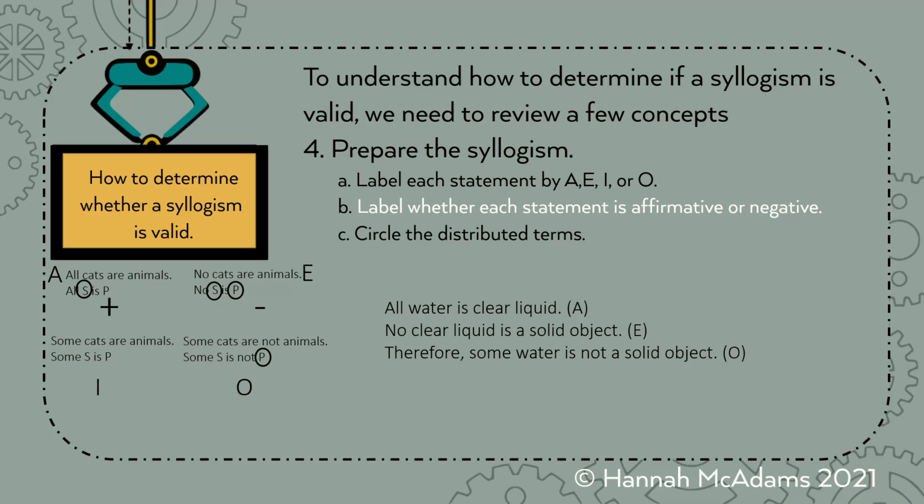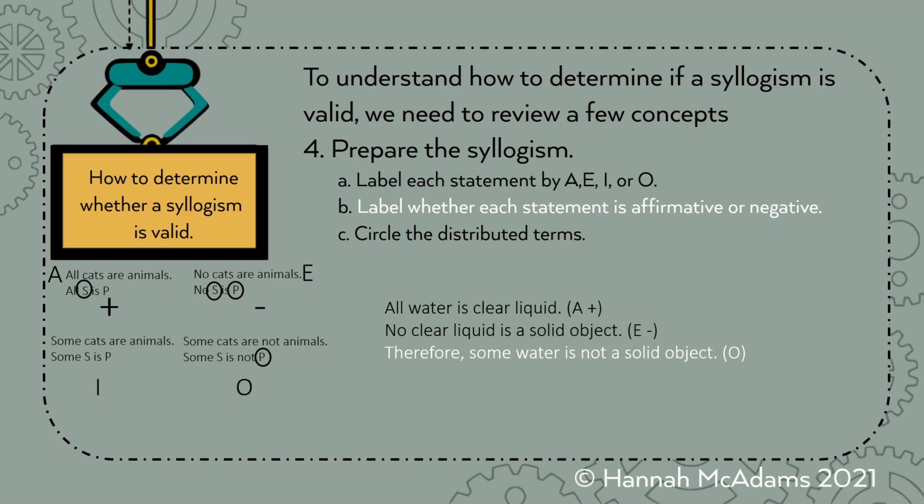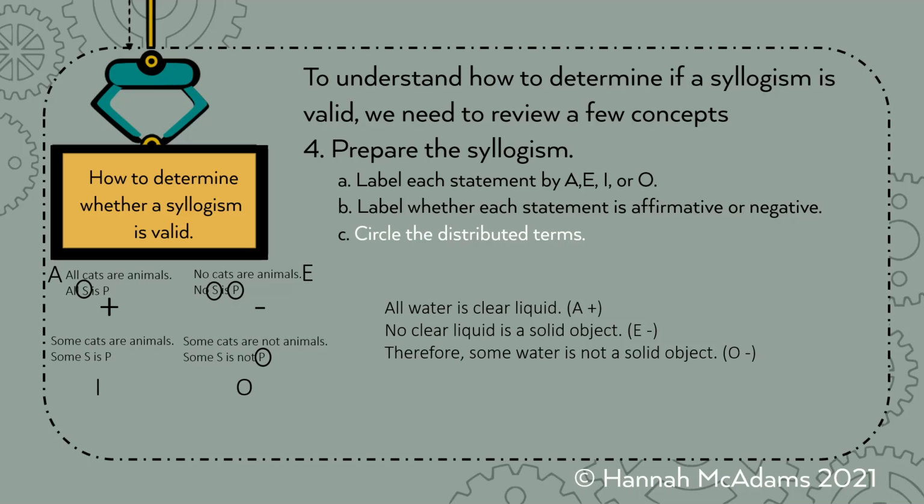Now we're going to label whether each statement is affirmative or negative. We're going to do this faster eventually, but right now, look at the A statements. A is positive or affirmative, so we're going to put a plus sign there. E is negative, do you see that? So we're going to put a negative there, because it has the word no in it, which is a negative word. And O is also negative because it has the word not in it, so we're going to put the negative there.